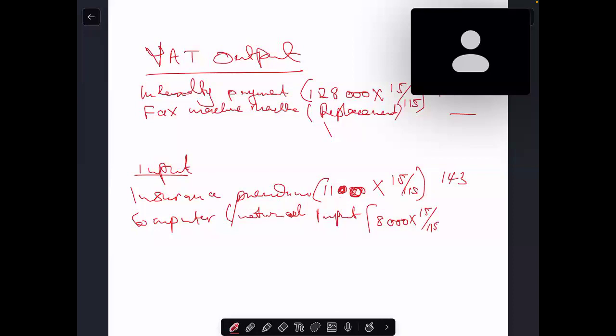Right. The computer is used 80% for business purposes. Then the other 20% is for non-business purposes. Right. Notional input, we apportion it. We apportion it to the extent of making taxable supplies. The extent of making taxable supplies here is for business use. So we'll say times 80%. The extent of making taxable supplies, which is how much? 80%.